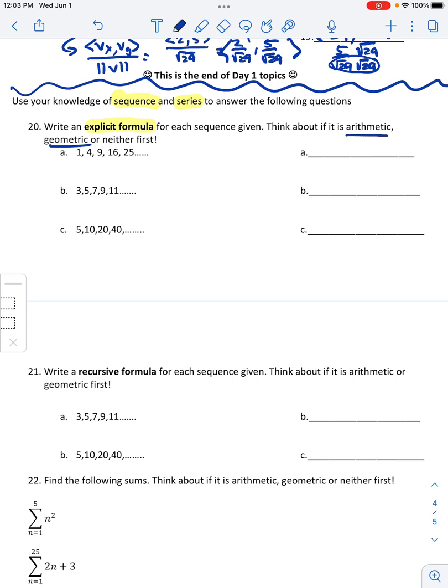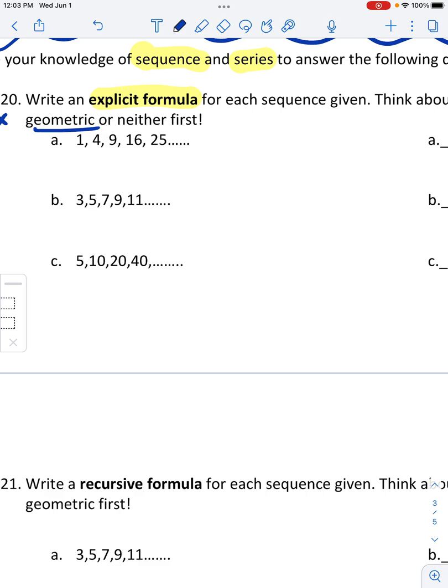Arithmetic means that there's a common difference. Geometric means it's multiplication. So if you look at these first numbers, they should be familiar to you, and if you tried to find addition, you'd go plus 3, plus not 3, so it's not arithmetic. Then you'd do multiplying, times 4, times not 4, so it's not geometric. So this one's going to be neither, which means you have to think, how do the numbers you see relate back to the term number that they are?